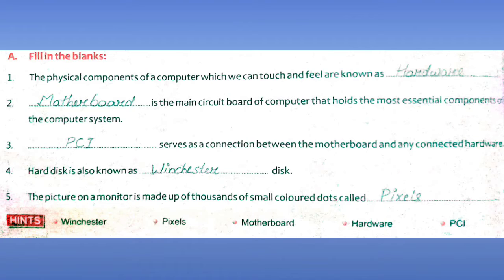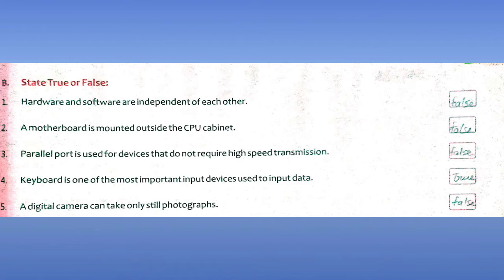Next is dash serves as a connection between motherboard and any connected hardware. So answer is PCI. Fourth is hard disk is also known as dash disk. So answer is Winchester disk. Fifth is the picture on a monitor is made up of thousands of small colored dots called dash. So answer is pixels.